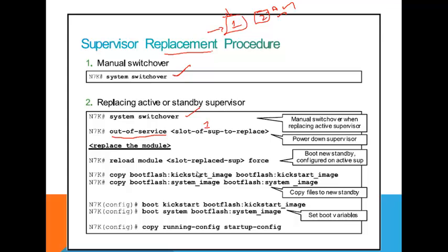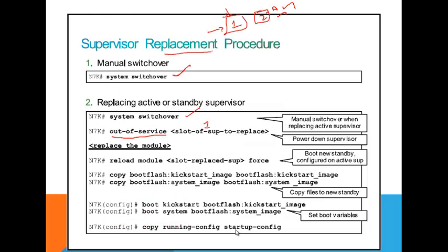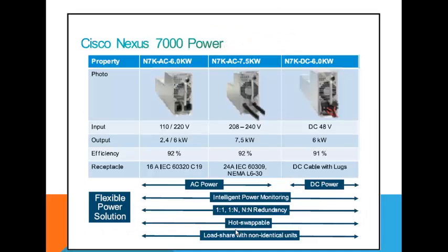After we copy, we boot the newly added device with the copied file, and then we say copy run start so that it can be copied to the NVRAM permanently. So this is the replacement procedure and this is the switchover procedure. We'll stop here today and we'll continue from here tomorrow.